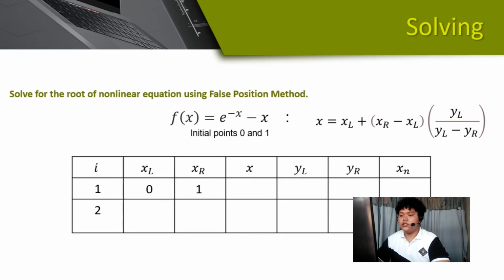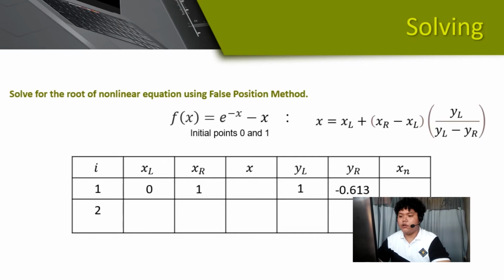The next thing we need to do is to find the function of our limits. To find the function of our limits, we will substitute the value of x to our initial points in the equation. So therefore, first, e raised to the power of negative 0 minus 0, we will have a value of 1. Next, substituting 1 to the formula, e raised to the power of negative 1 minus 1, and we will have a value of negative 0.632.